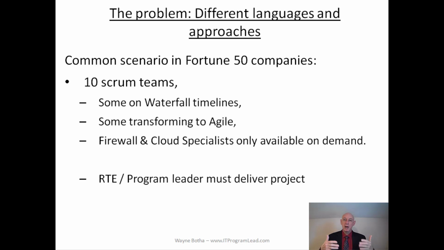So for this video, we'll use a common scenario that release train engineers are dealing with right now. You might have 10 Scrum teams assigned to your Agile release train. Some are on waterfall timelines, and some are transitioning over to Agile or purely Agile, and some specialists that you need on your program, such as firewall experts or cloud specialists, are only available on demand. I've delivered projects as a release train engineer and program lead in the waterfall and Agile methodologies and in the integrated environments, and I'll gladly share my learnings with you.